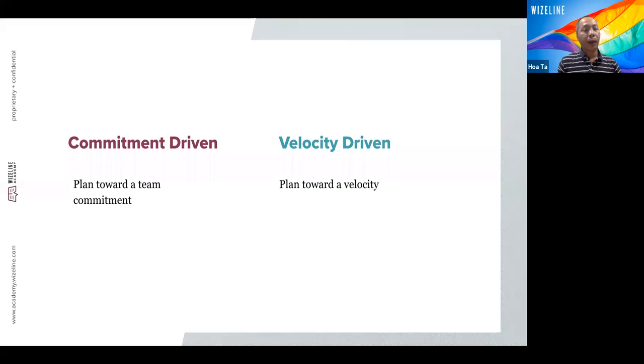So what is that, and how do we do that? The commitment-driven approach is like this: at the beginning of the project, at sprint one, we don't know how much the team can do, how many user stories we can finish. So we normally go with commitment-driven.